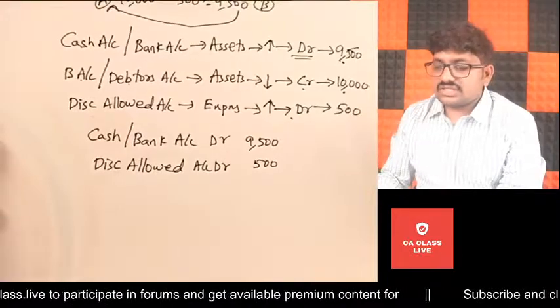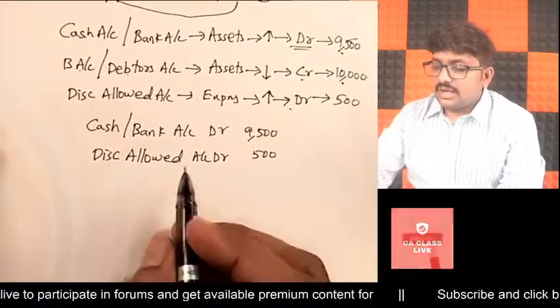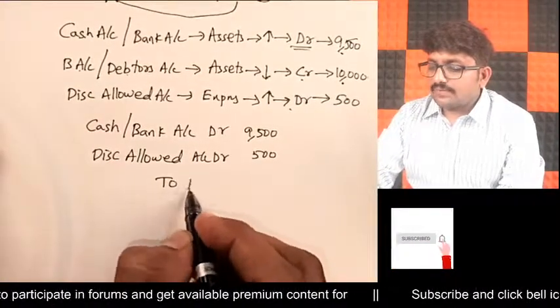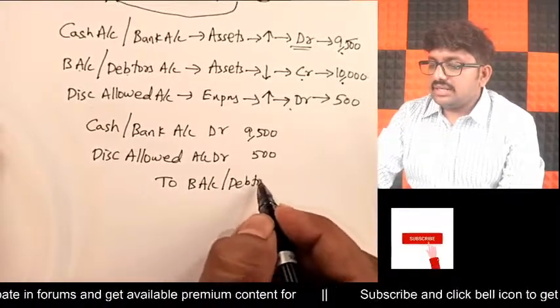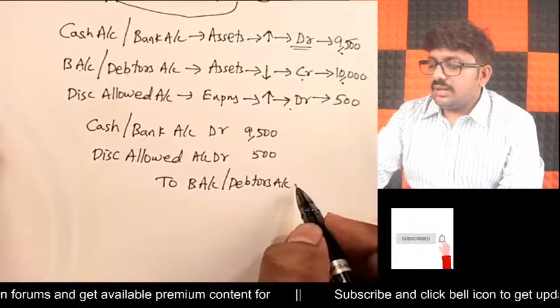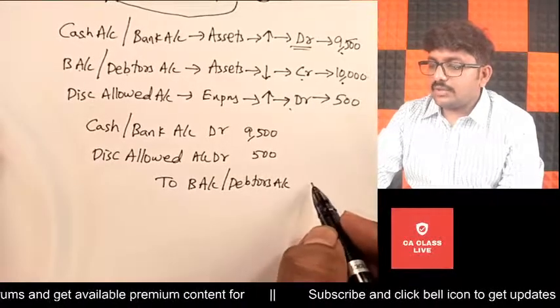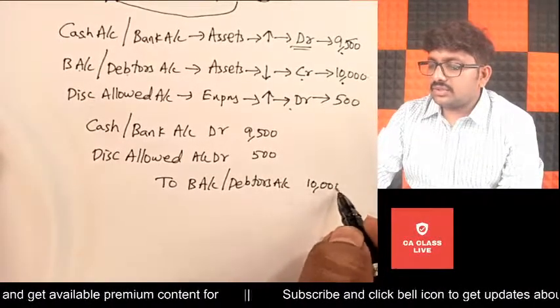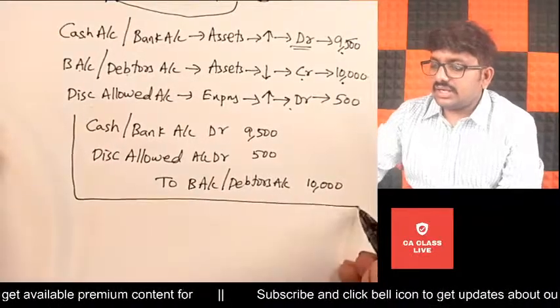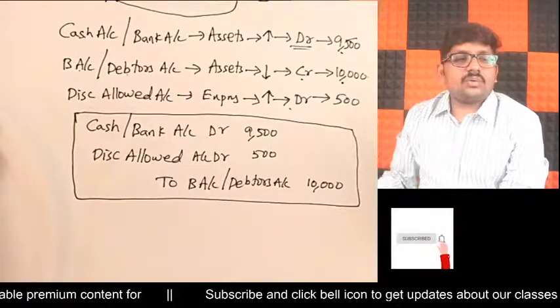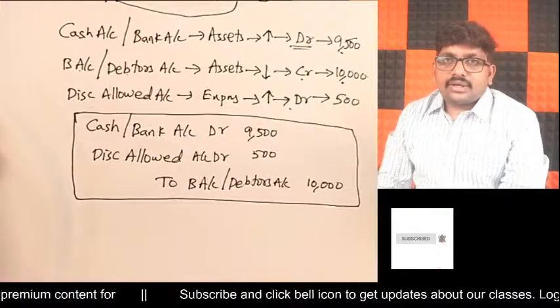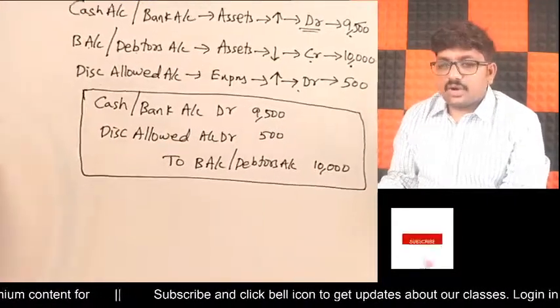Which is your expense or loss. Now how much to B account? Your right, or in simple terms, debtors account will be deducted. So it will be to debtors account 10,000 rupees. So this will be the journal entry in the books of the seller whenever you give discount. Got it, friends?